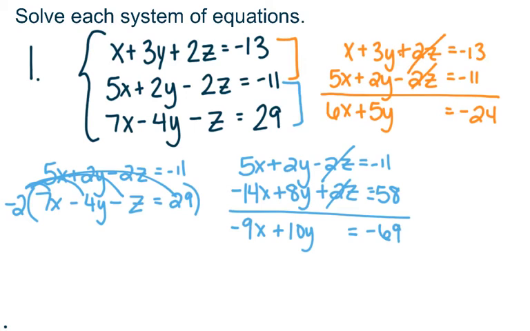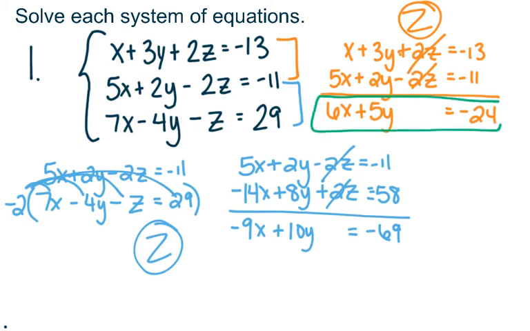So notice, in the orange equation, I got rid of z. In the blue equation, I got rid of z. I picked the same variable to get rid of. So now what I'm going to do is I'm going to take these 2 equations, and I'm going to solve them.